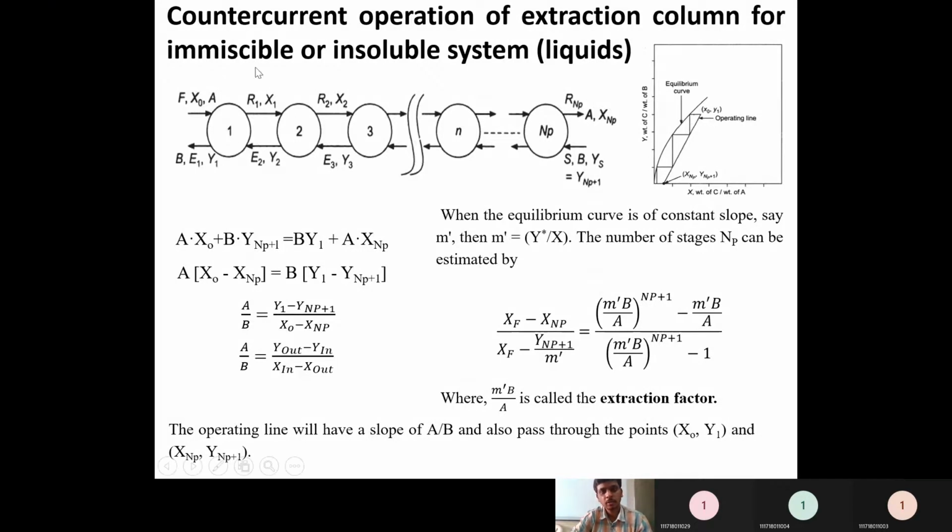So in the morning we saw the counter current operation of an extraction column for immiscible systems. We derived how to obtain the number of stages using the equilibrium curve or equilibrium diagram. This is the formula which we have to use in any type of case. If the equilibrium curve has a constant slope, we can directly use this formula.